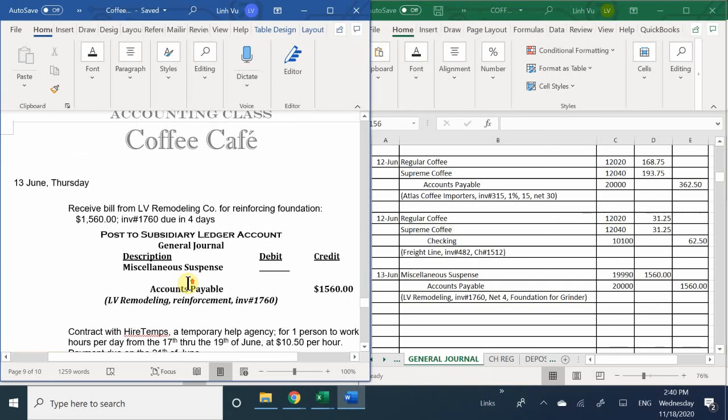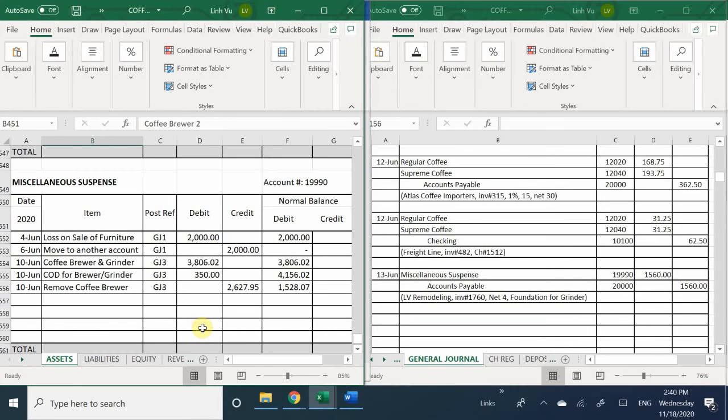So now that we have this section here, we're going to go to my ledger, and now I'm going to update my miscellaneous suspense. So again, I'm tacking on my foundation for my grinder. You can put the invoice number so you can recognize where this came from. Invoice number 1760, and then you can write foundation for grinder.